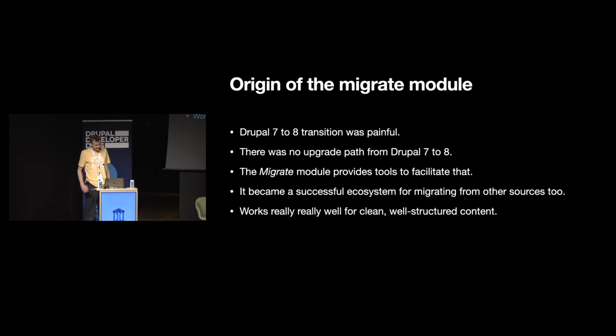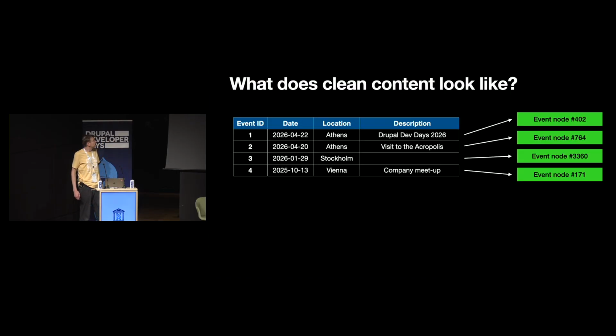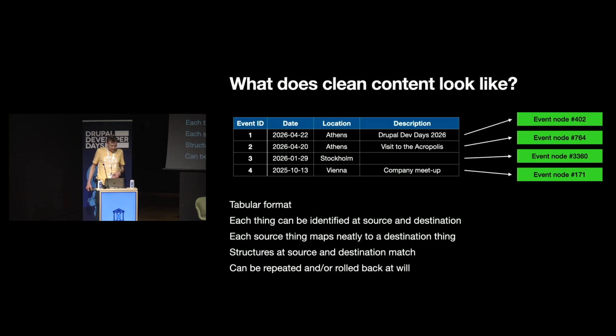So let's look at some clean content. Here I have a list of events, all mapped to some nodes on my Drupal site, which would have a date and location and description, all very, very neat, very, very tidy. So we'll look at some of the characteristics of those. We can see that the data is in a tabular format. We can see that there are 4 events. There could just as easily be 40,000.